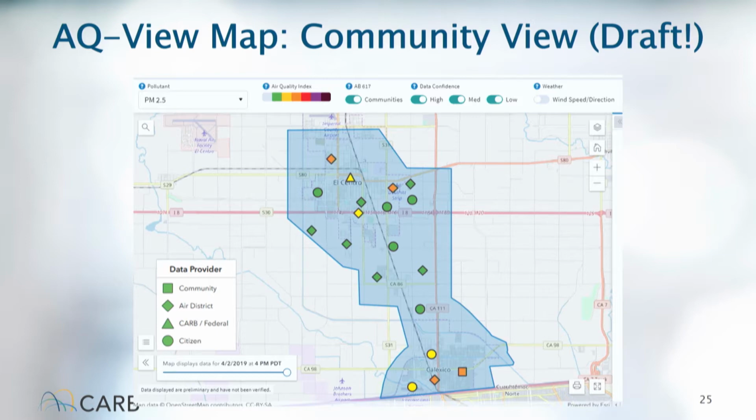Another thing to note is if you click on the blue tint, it will actually bring up a summary of monitoring information about that community or other resources as well. And if you click on a monitor itself, it will tell you more metadata about the monitor, so basically the who, what, where, when, and why of that monitoring location.